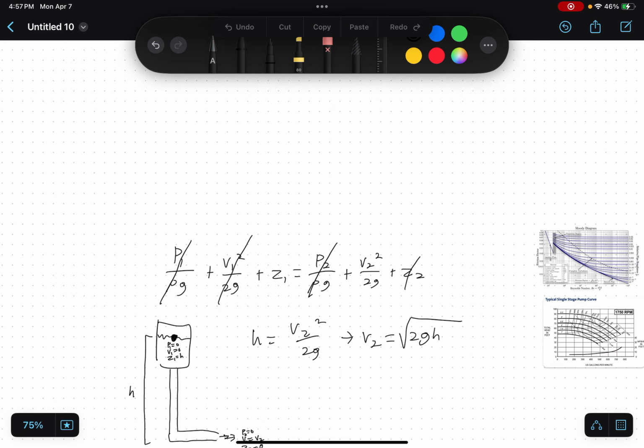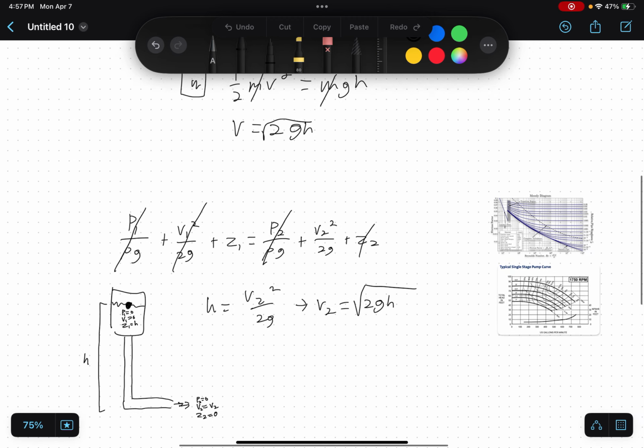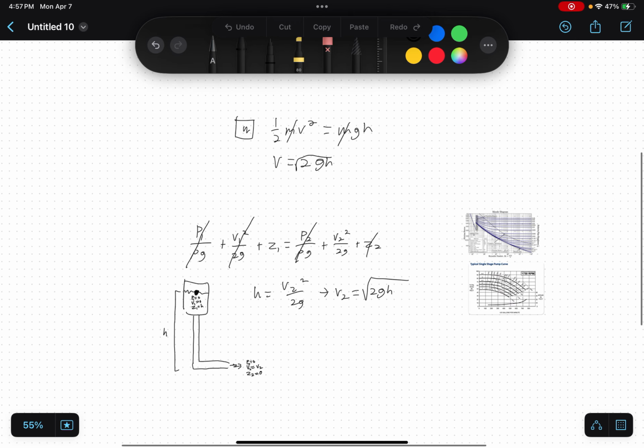Which actually, now that I think about it, with the example before with the box of mass m, 1/2 mv squared equals mgh. And if you solve for it, you get v equals the square root of 2gh. So it's the same number, which should hopefully make you more confident in using this equation. So that's the first example.